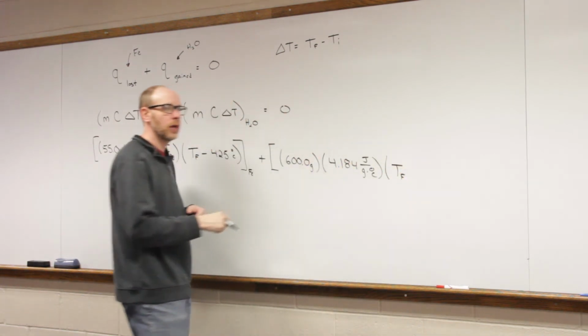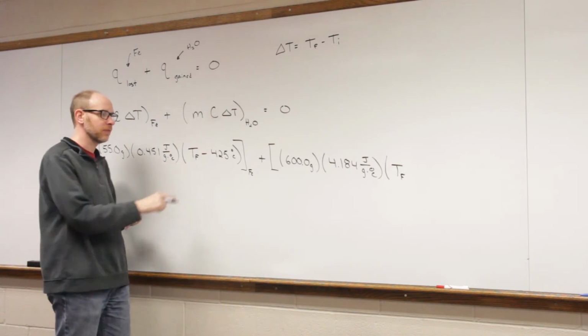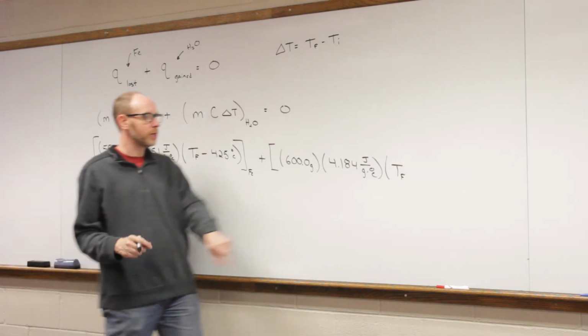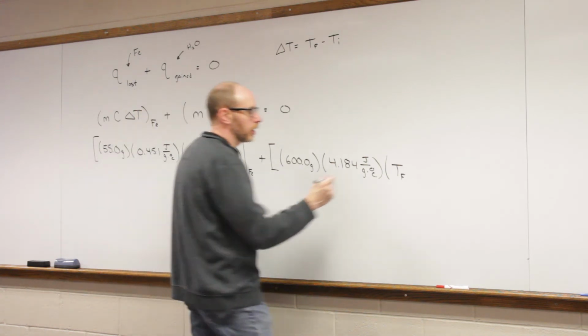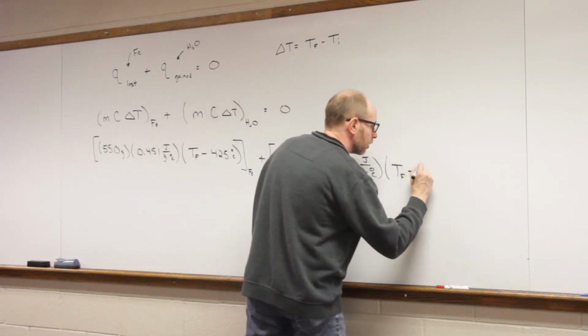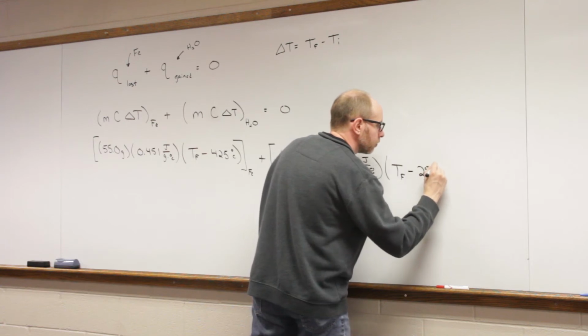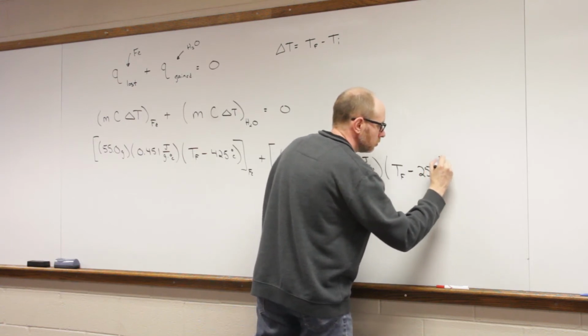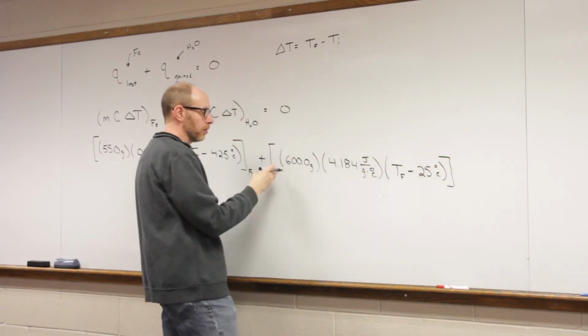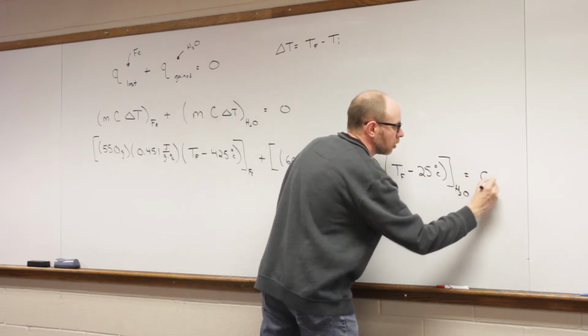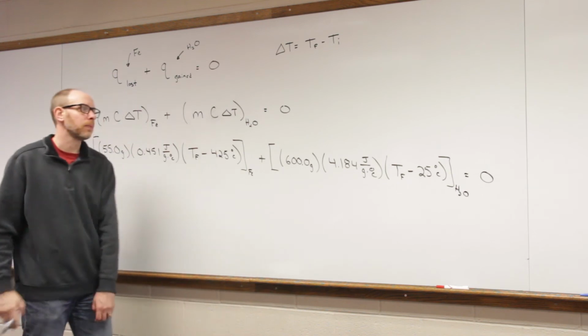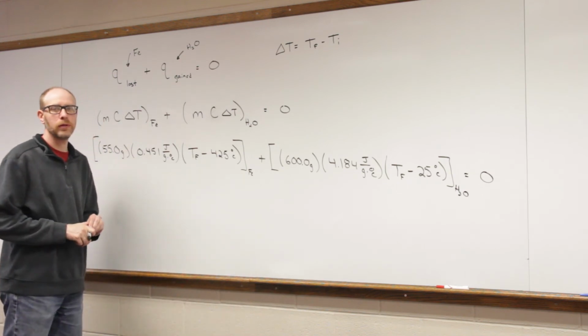Well, we know the final temperature of the water is going to be the same as the final temperature of the iron. We don't know what that final temperature is yet, but we do know that we started at 25 degrees C. And all of that business right there is going to be the water. So you add those two things up, and they're going to equal 0.